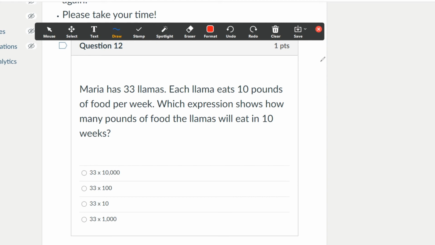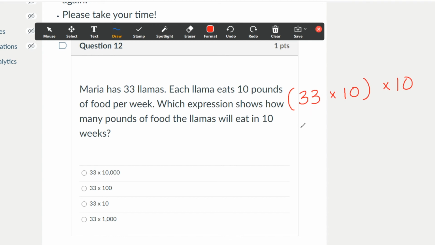Well, if there's 33 of them, and they each eat 10 pounds each week, I know that's 33 times 10. But they want us to find out in 10 weeks. So I need 10 of these. So what that tells me is I actually have to do something like this. Well, I can also see here that there's no answer choice that looks like 33 times 10 times 10.